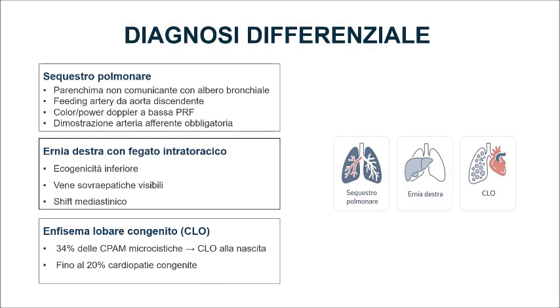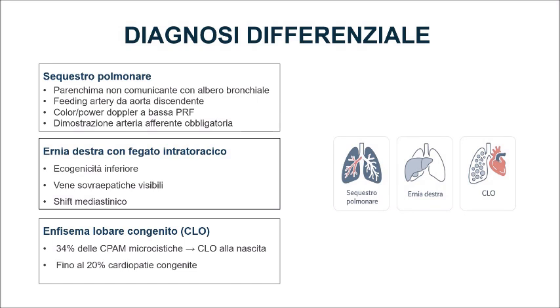Among the differential diagnoses, pulmonary sequestration is the condition that most frequently presents the greatest difficulty. The only ultrasound feature that allows us to distinguish between the two lesions is the so-called feeding artery, which is always present in pulmonary sequestration and absent in CPAM. By using power or color Doppler with low PRF, it is possible to accurately identify the artery and clearly highlight its origin from the descending aorta.